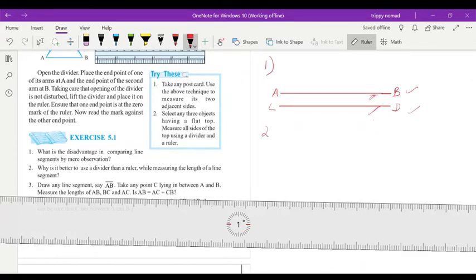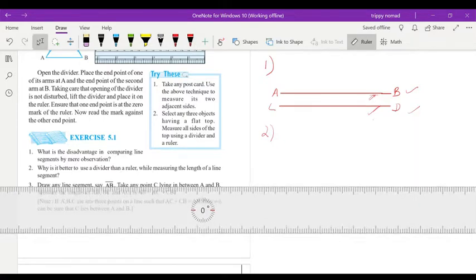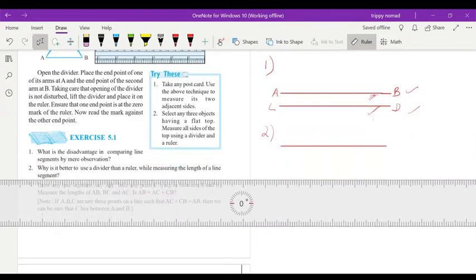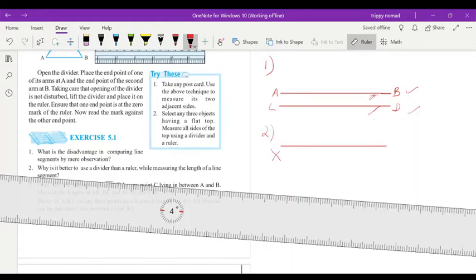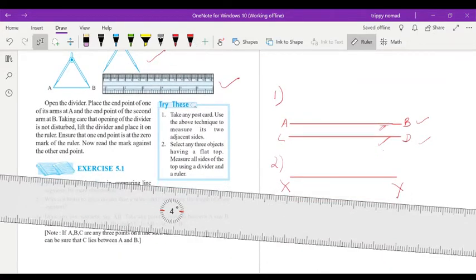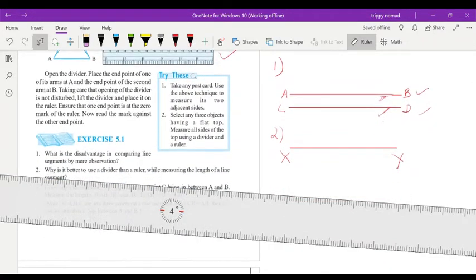Now question number 2. Why is it better to use a divider than a ruler while measuring the length of a line segment? Here I have drawn a line segment. Suppose this is line segment XY I have drawn. Okay, children, you have seen this is a ruler and this is called a divider. And why do we have to use a divider instead of a ruler?